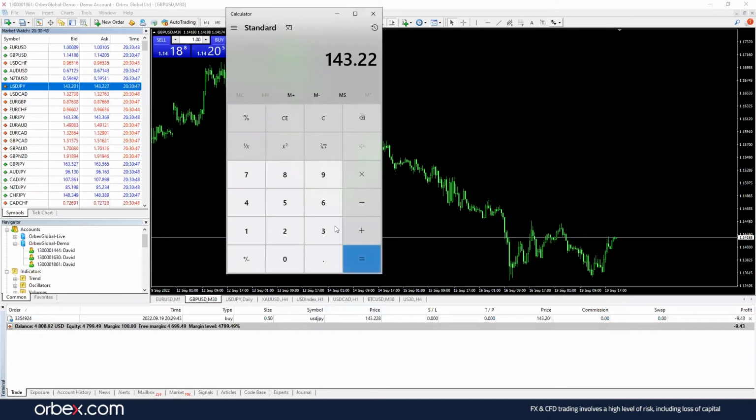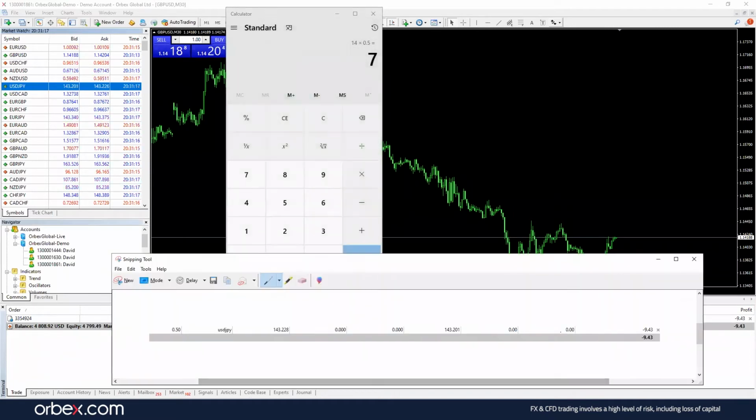143.22, which is my open price, minus 143.20. So I've got 2 pips. And why is this 2 pips? Well, as I said, after the decimal point, it's the second digit with Japanese pairs. So this is just something to remember for Japanese pairs. So I've got 2 multiplied by 7, which was the pip value, and then multiplied by the volume size, which is 0.50, as you can see here, equals 7. So that was roughly what I was paying at the moment.